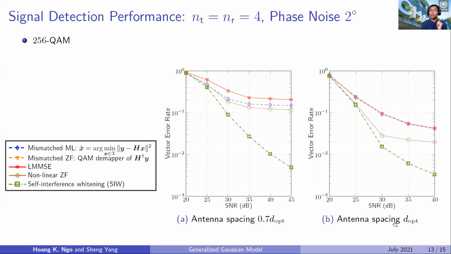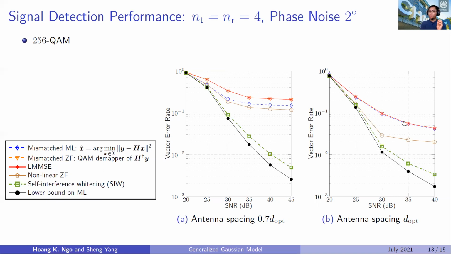Now, the self-interference whitening detector has a much lower error rate than all the previous schemes. And to see how far it is from the optimal performance, here we plot also a lower bound on the ML performance. So this is obtained by comparing the likelihood for the output of the SIW detector and the likelihood of the actually transmitted input. So if the likelihood of the detected vector from the self-interference whitening detector is higher than the likelihood of the input vector, then for sure the ML detector would make an error, and we count an error for the ML. So here we see that the gap between the lower bound on ML and the self-interference whitening detector is not so large.